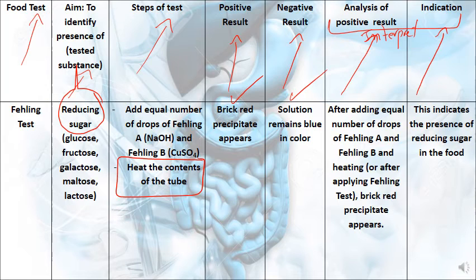So after adding equal drops of Fehling A and Fehling B and heating the food, or you can say after applying the Fehling test, brick red precipitate appears. What does this indicate? This indicates the presence of reducing sugar. So this is for the Fehling test. Whenever we have brick red precipitate, this means that we have reducing sugar. Analysis: we can say after applying the Fehling test, or after adding equal drops of Fehling A and Fehling B.